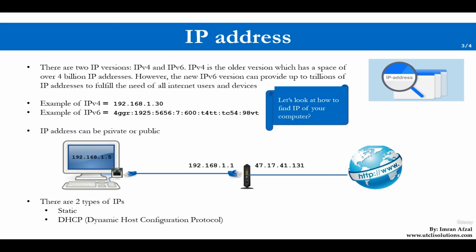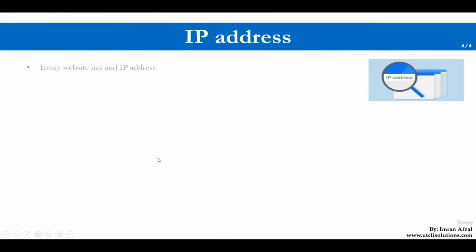Then there is the second type of IP, DHCP, which stands for Dynamic Host Configuration Protocol, and that is based on leasing. Your modem has a built-in DHCP setup, and every time it sees a device coming to it and asking for an IP, it assigns a DHCP IP. As soon as that device shuts off, it takes that IP back and assigns it to someone else.